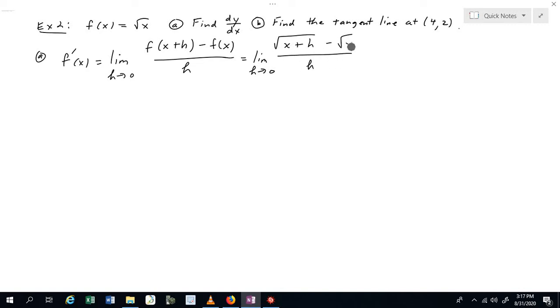And so what we're going to do to make this determinable is multiply by the conjugate of this top piece. Okay, so I'm going to multiply by the conjugate of this, which happens to be the square root of x plus h plus the square root of x. Remember, in the conjugate, you change the sign of one of these two terms. So I'm going to change this one to a plus sign. Of course, I have to multiply the bottom by this as well, because I have to multiply by 1.